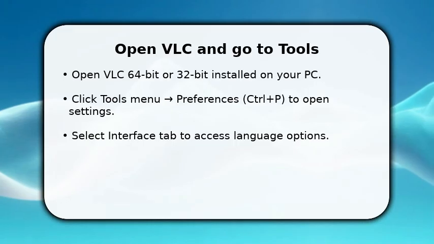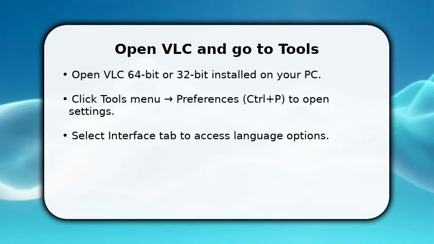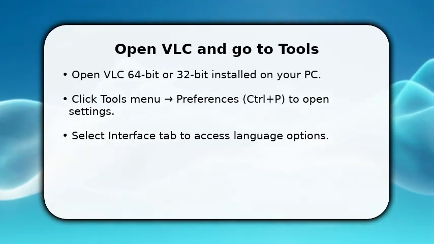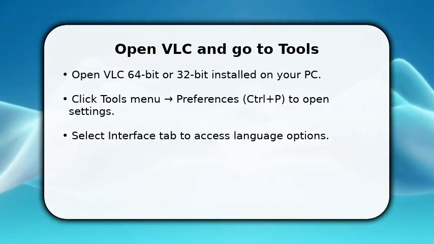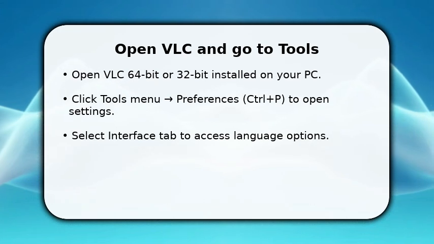Once the Preferences window appears, make sure Simple Settings view is active so you see interface options immediately. This prevents digging through advanced panels and gets you to the language selector fast.